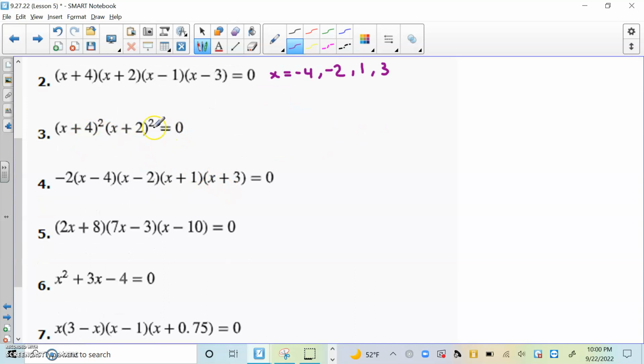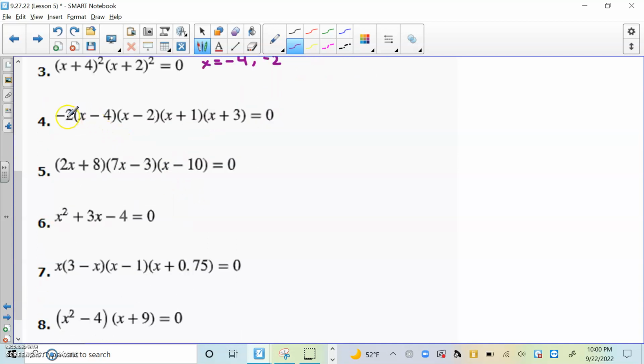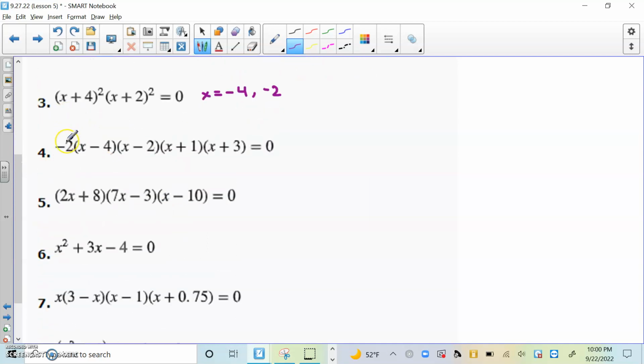For this one, same idea. These squares don't make any difference because 0 squared is still 0. So -4 and -2. Moving on. This -2 out here actually won't make any difference to us at all because there are no x's involved. We're going to do the exact same thing. So 4, 2, -1, -3.